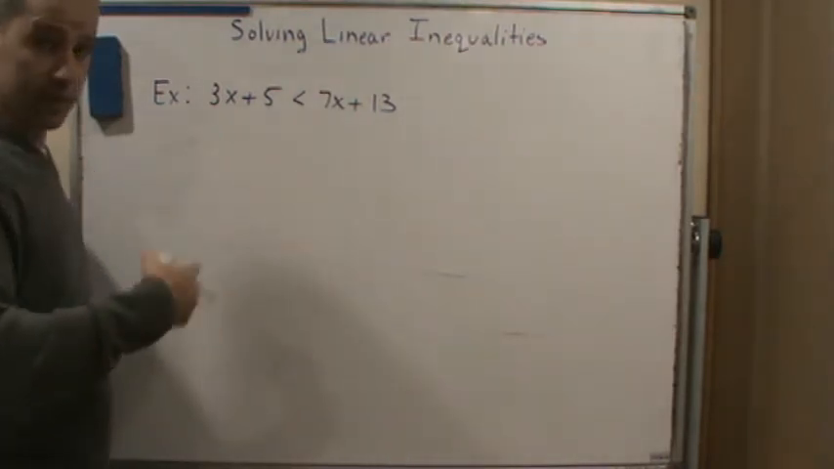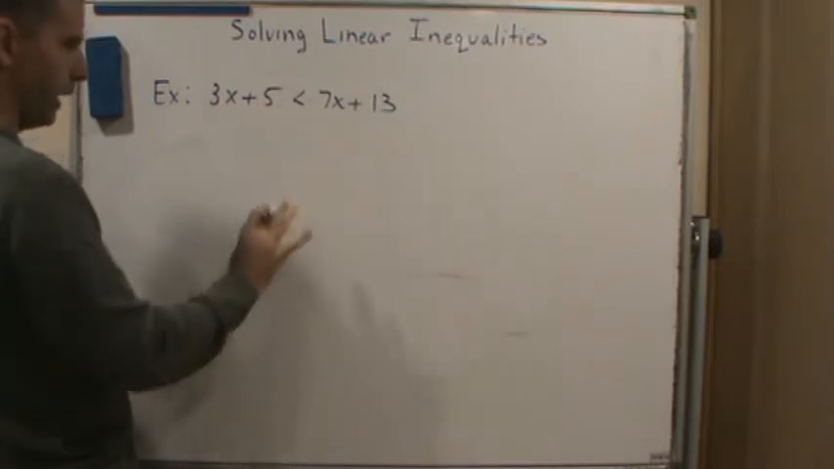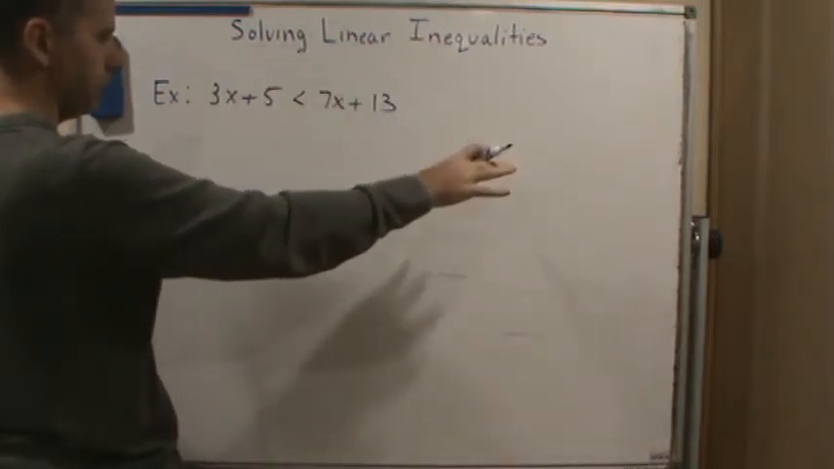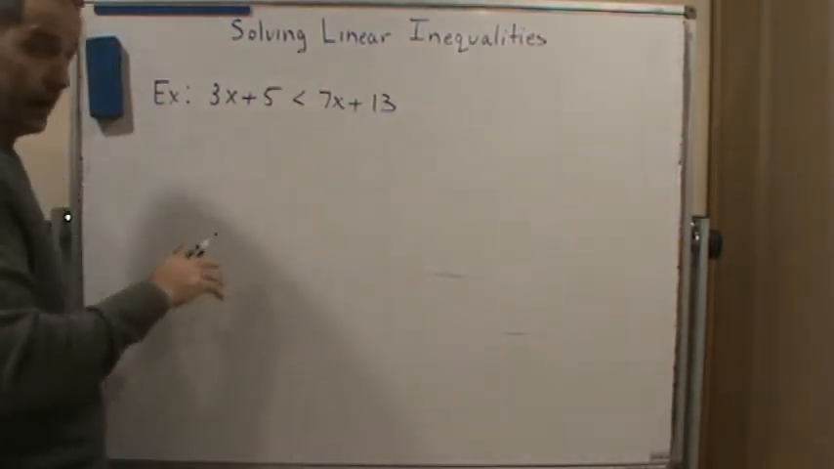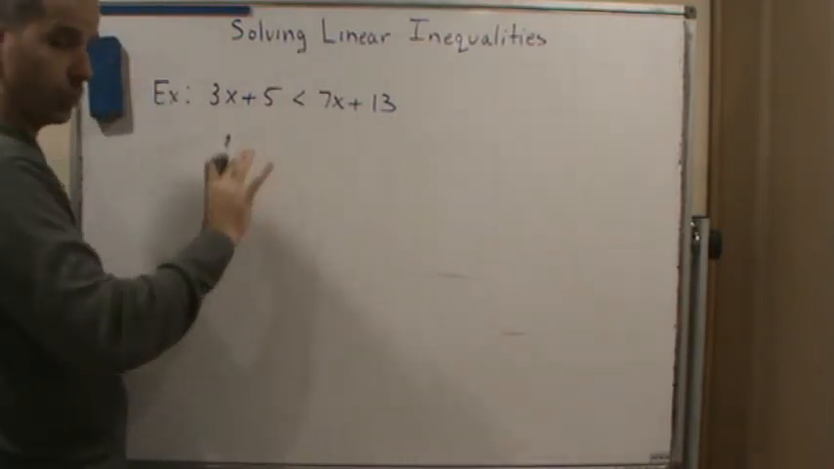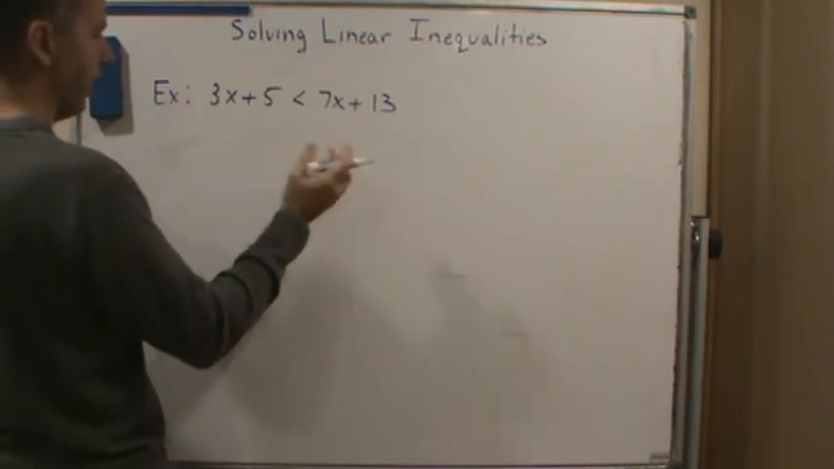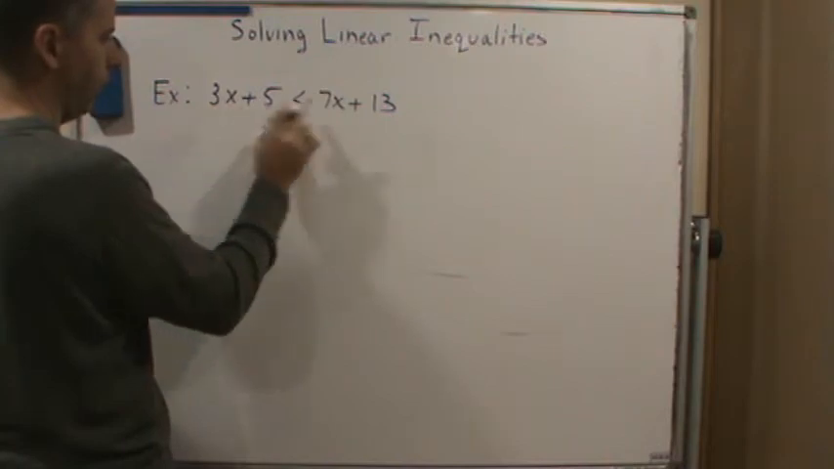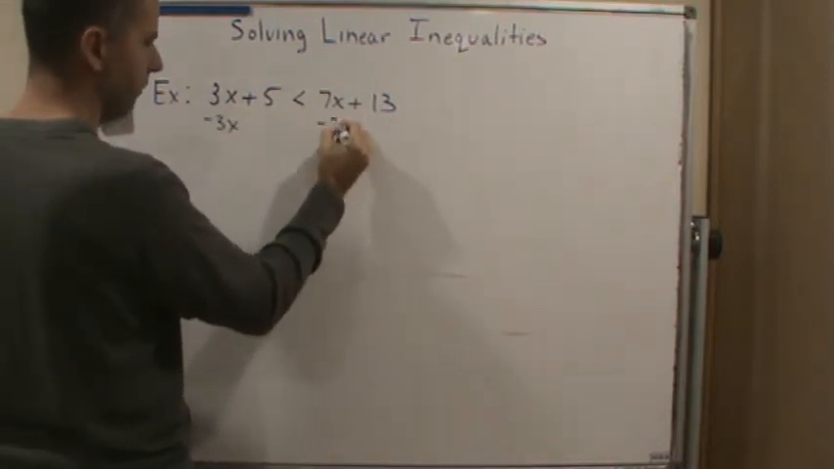Again, I'm going to solve it just like I would an equation, right? So I'm going to just do what I need to do. I'm going to move all my variable terms to one side and all of the constant terms to the other side. Again, these are just inequalities with one variable in them, okay? So I'm going to start by moving the 3x over here. I'm going to subtract 3x from both sides.